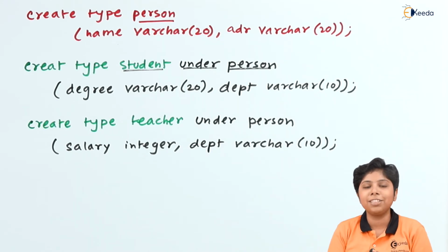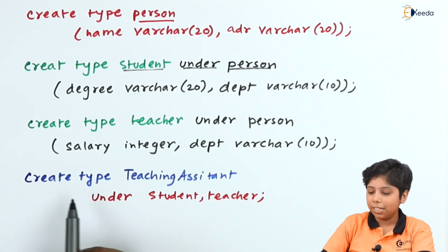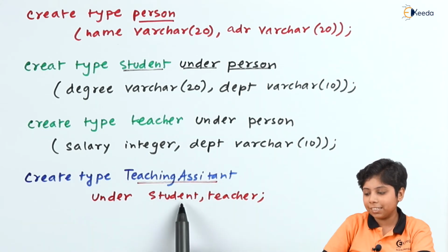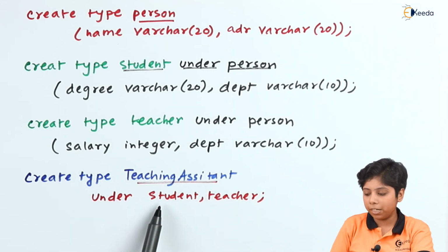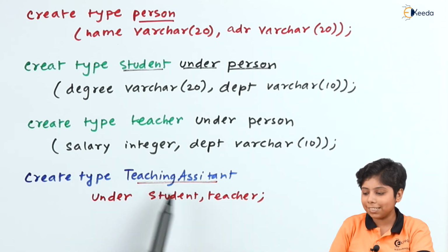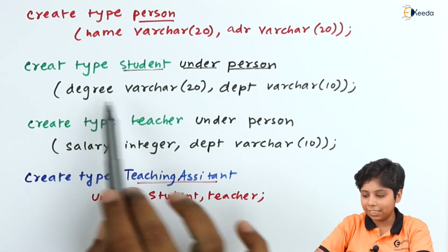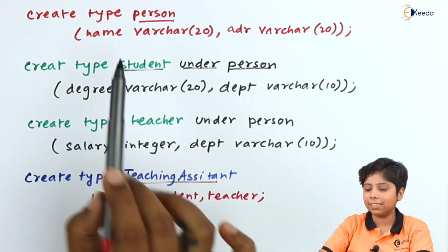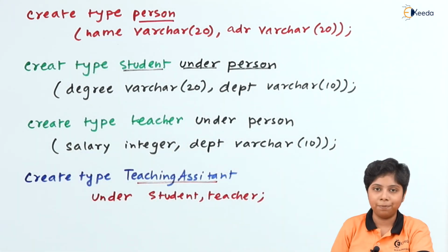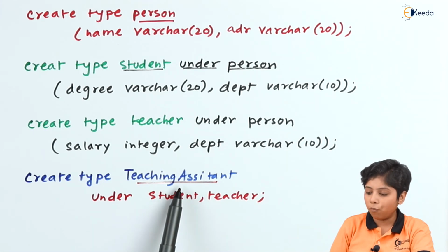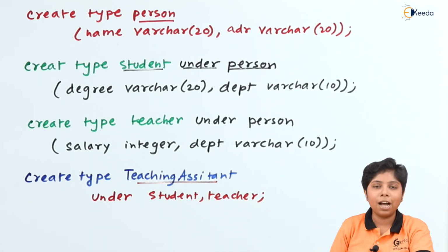That means if a relation is inherited from two or more relations, they will have all the features of the first relation, the second relation, the third relation, and their method. So let us see how to give the multiple inheritance in SQL. See, I'm using the create type teaching assistant under student comma teacher. So first it will be inherited from student. So the teaching assistant has student's features like the degree and department as well as the data of person name and ADR. So when I want to go for a teaching assistant's address, then how can you fetch that?